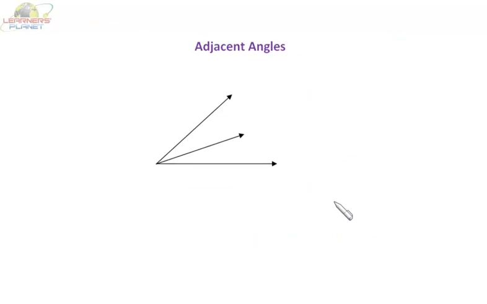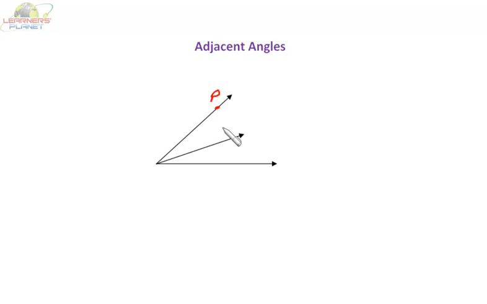First of all, let's discuss adjacent angles. Friends, two angles are said to be adjacent angles if they have a common vertex, they have one common arm, and they are on either side of the common arm. Now let's see this figure.